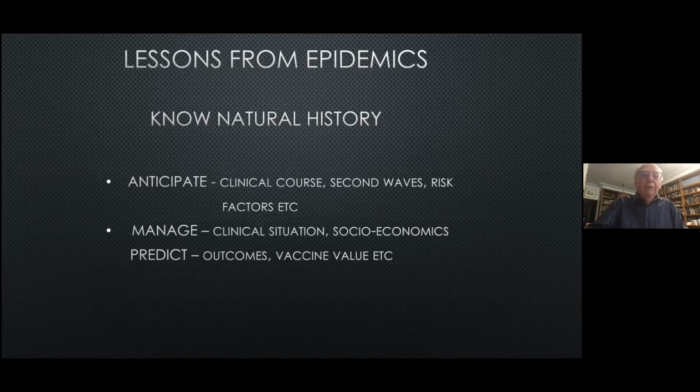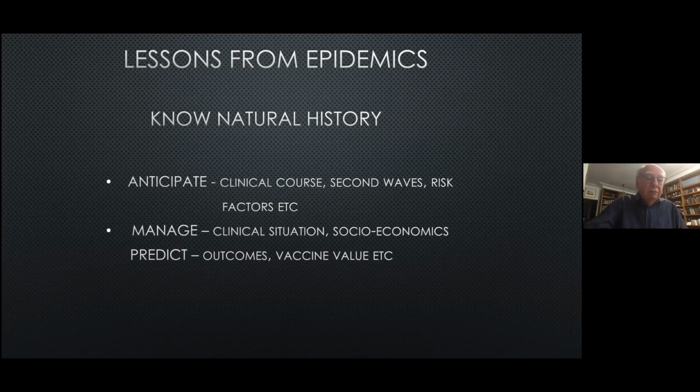So what are the big lessons that we need to learn from these epidemics? Firstly, we need to know the natural history. We're still learning that with COVID-19. This allows us to anticipate the clinical course, whether there's going to be second waves, how long you might expect this to be around in the community, risk factors. It allows us to manage the clinical situation and allows us to focus on combining the clinical management with socio-economic issues.